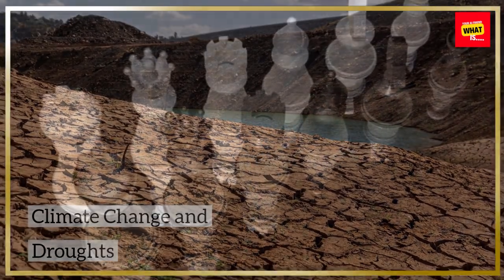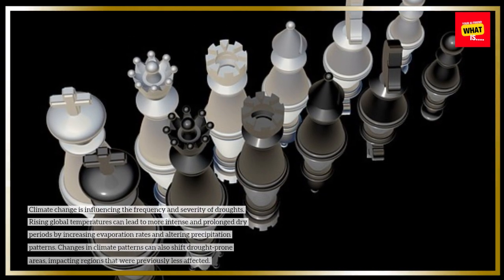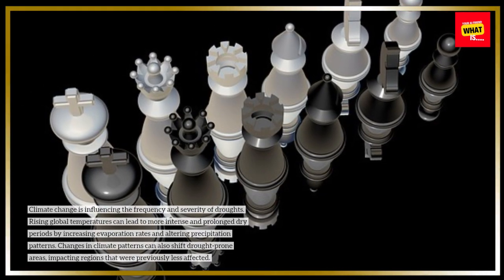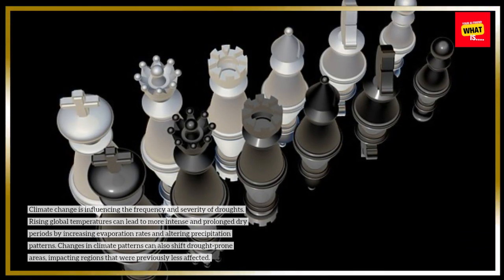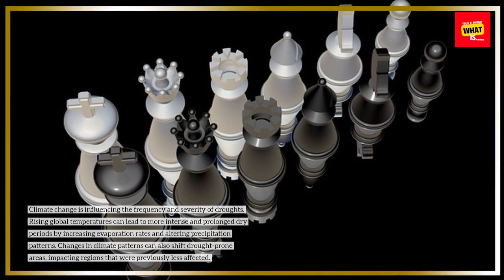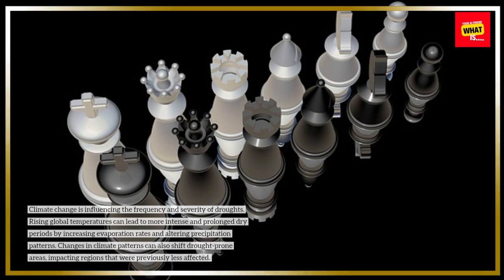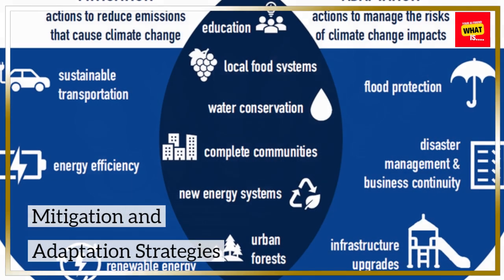Climate change and droughts. Climate change is influencing the frequency and severity of droughts. Rising global temperatures can lead to more intense and prolonged dry periods by increasing evaporation rates and altering precipitation patterns. Changes in climate patterns can also shift drought-prone areas, impacting regions that were previously less affected.